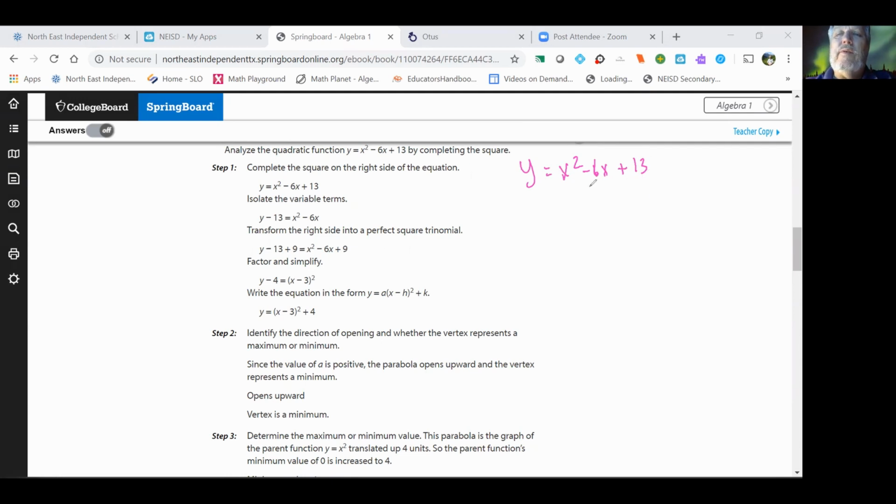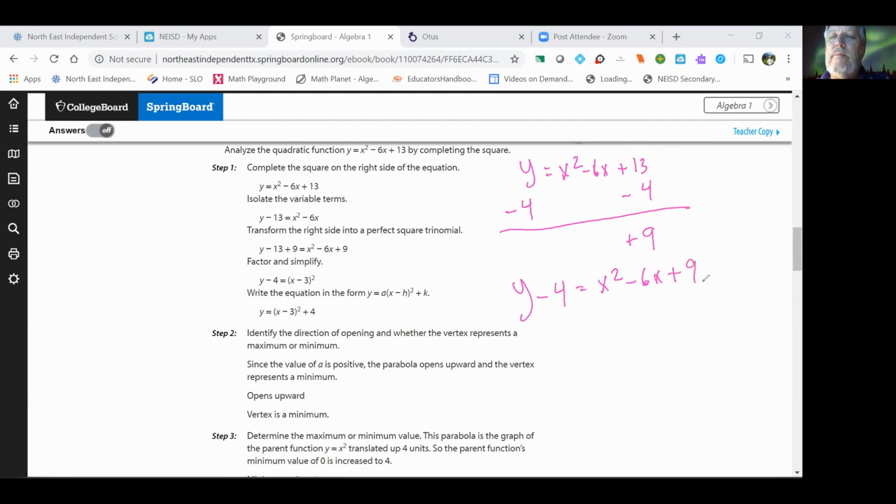So we have to think to ourselves, well, let's see. The middle number is a 6. Cut it in half, it's 3. 3 squared is 9. So I want this constant term to become a 9, positive 9. So in order to get 13 to become a 9, we have to subtract 4. But what we do on one side, we also have to do on the other. So we end up with y minus 4 is equal to x squared minus 6x plus 9.